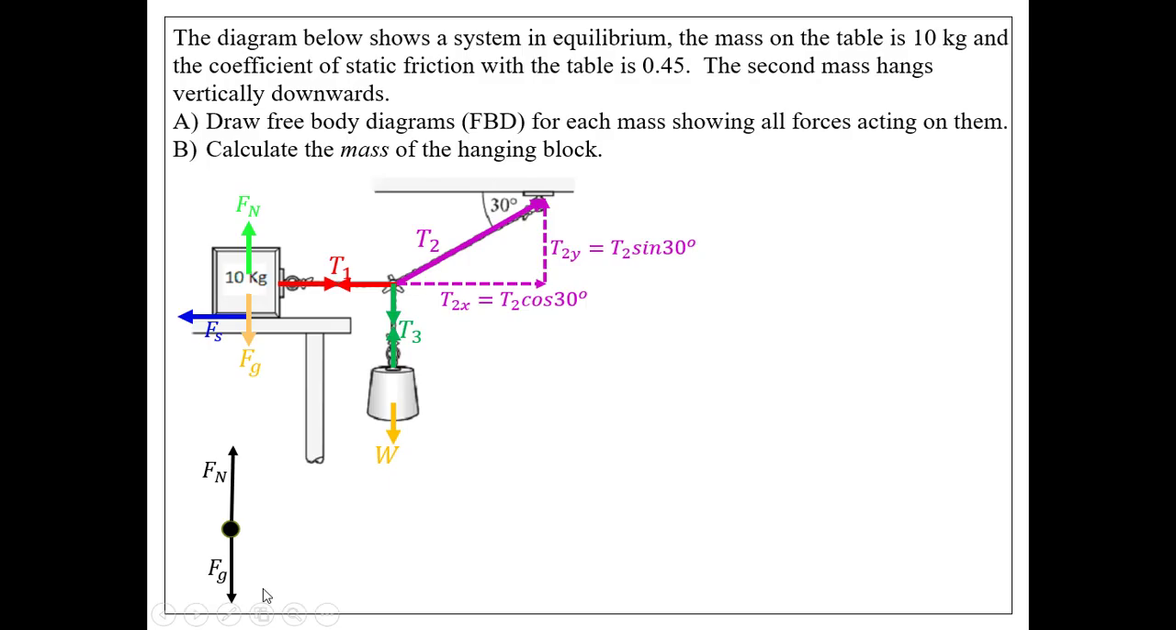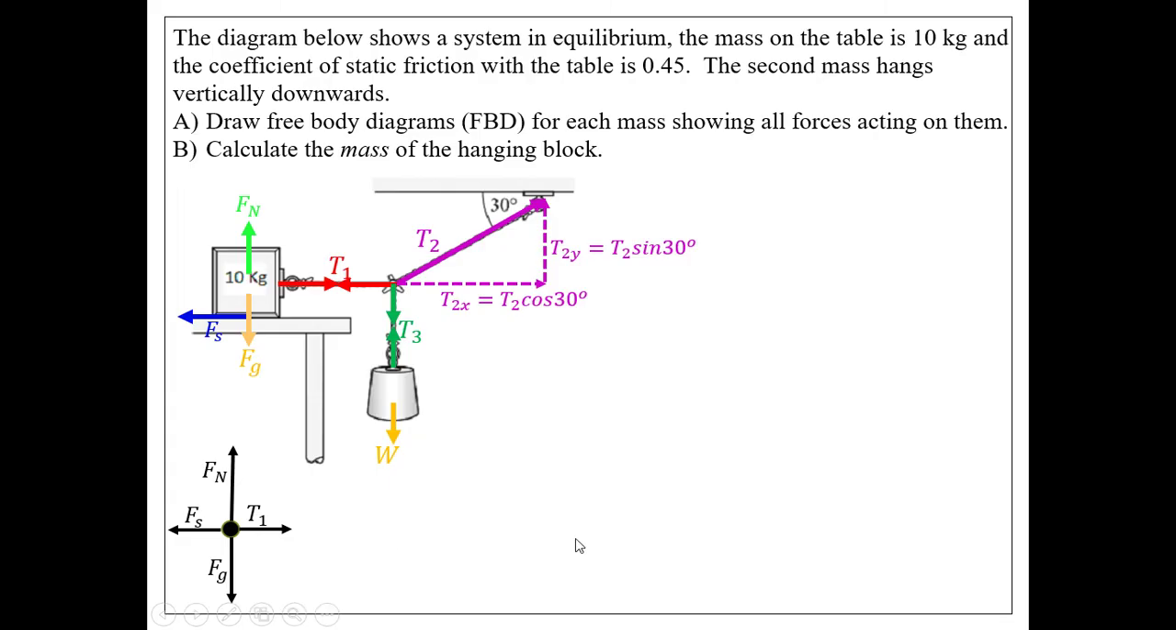I did my best to draw stuff to scale for you. And then here's T1, and against T1 would be F of static. Those two have to be equal in magnitude in order for the 10 kilogram block to stay stationary. So when technicality comes in, try to draw your stuff on a scale, on scratch paper, you do whatever you want.